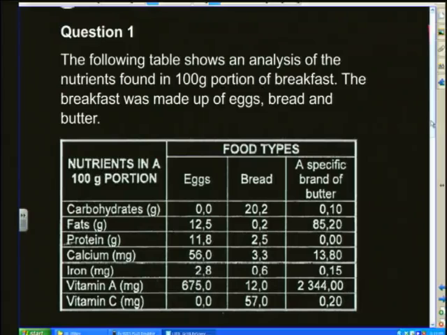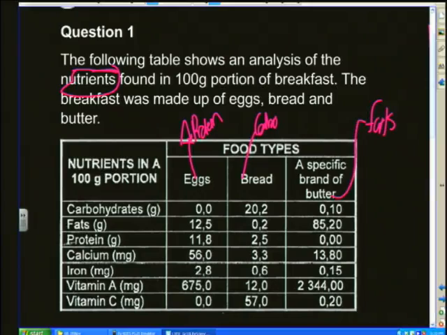The question is, the following table shows an analysis of nutrients found in a 100-gram portion of breakfast. The breakfast was made up of eggs, bread, and butter. Now, ready? Eggs, we need to start looking at protein, if you did your food tests. Bread, we're looking at carbohydrates, so that's your starch and your glucose. And your butter, we are looking at your fats.